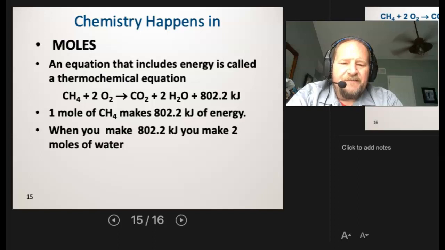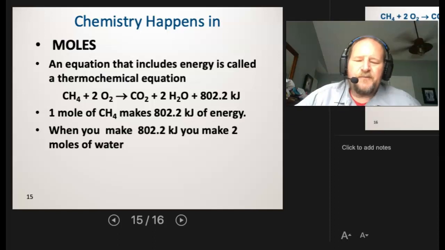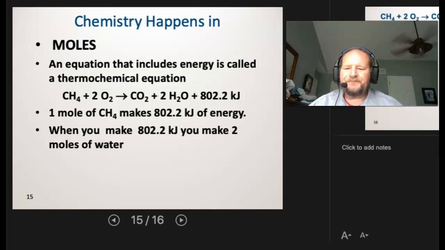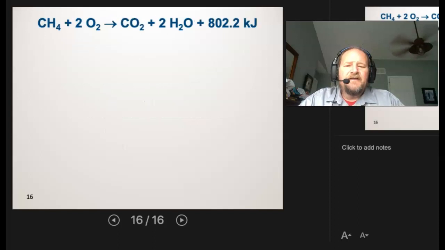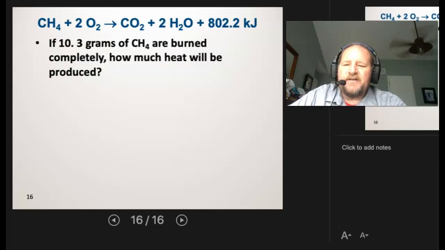Again, this is something else I would get from the CRC book. It's not something I would expect you to know. You can take methane and combust it with oxygen. You'll need 2 O2s. It'll produce a CO2 and 2 waters, along with 802.2 kilojoules of heat. So 1 mole of CH4 then makes 802.2 kilojoules of energy. When you make 802.2 kilojoules, you make 2 moles of water. That reaction would be written out like that. And now I could ask a question relating to energy. If 10.3 grams of methane are burned completely, how much heat will be produced?